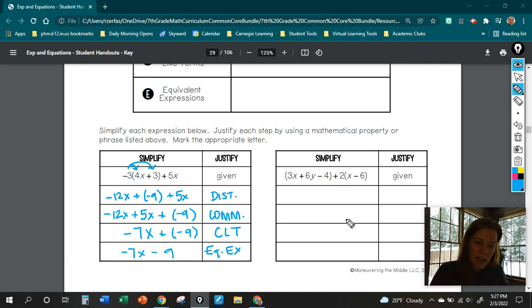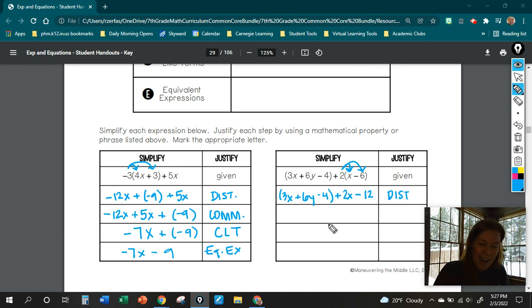Okay, so let's try this again. Always start with distribution if you can. And if you look at this problem, we can distribute that 2 into that quantity. So this first quantity, there's nothing to do with that right now, so let's just rewrite it down. We have 3x plus 6y minus 4 plus, now I need to distribute. 2 times x is 2x, and then we have minus 2 times 6, which is 12. So we use distribution to change the expression so far.